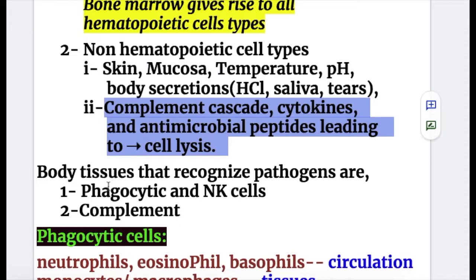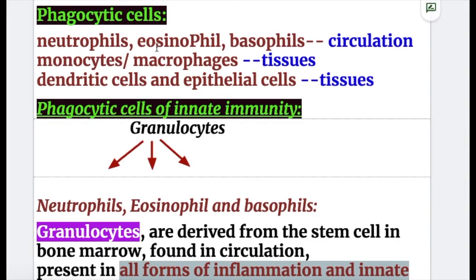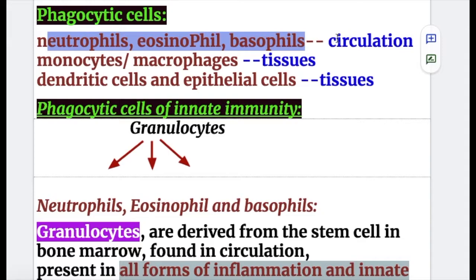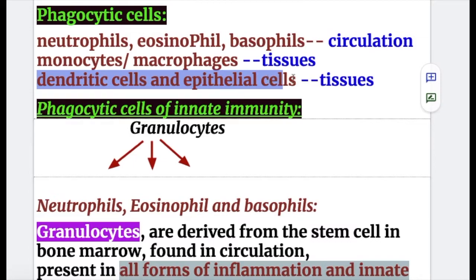Body tissues that recognize pathogen: number 1, phagocytic and NK cells, natural killer cells, and number 2, complement. Now, phagocytic cells. These include neutrophils, eosinophils, basophils. They are found in the circulation. Number 2, monocytes and macrophages. They are found in the tissues. Monocytes migrate from circulation to the tissue. And number 3, dendritic cells and epithelial cells. They are found in the tissues.